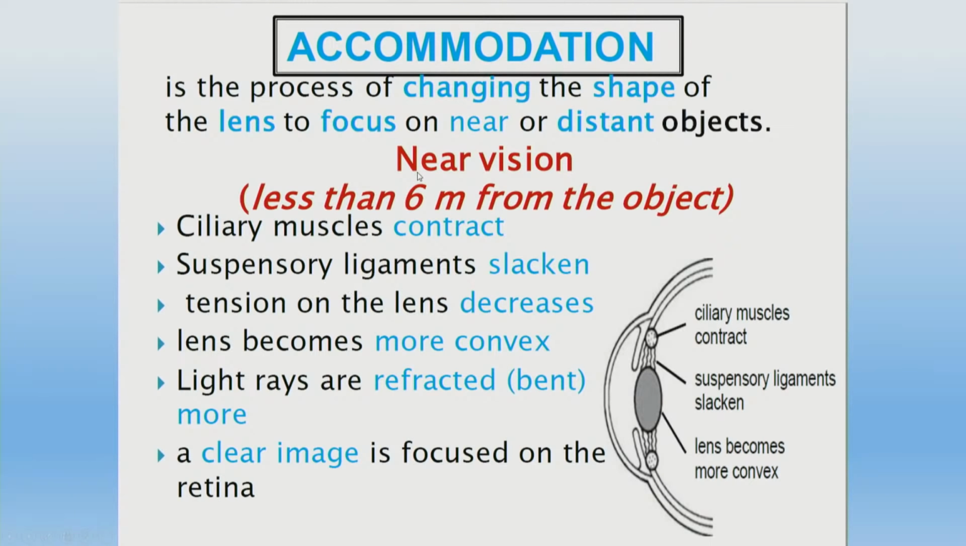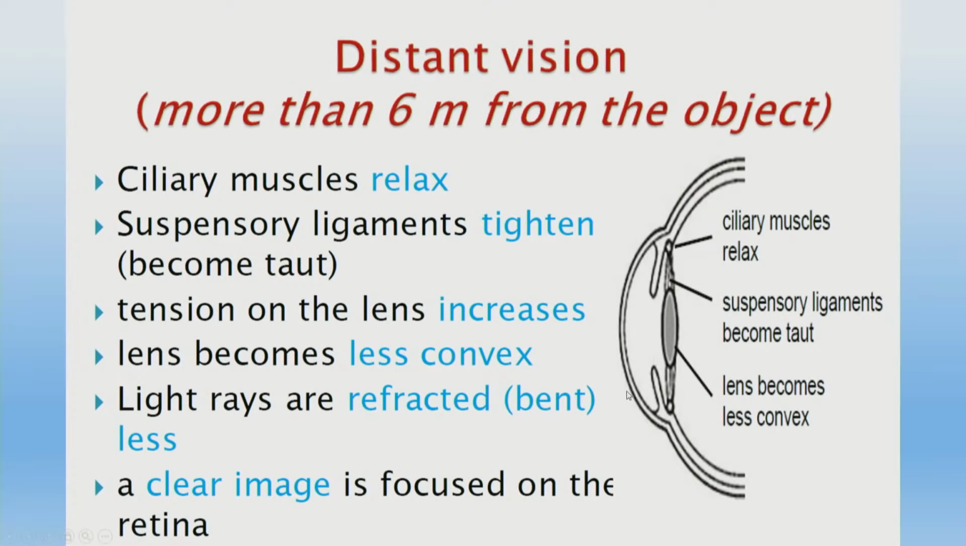So we have accommodation for near vision here. Ciliary muscles contract for near objects, and then suspensory ligaments slacken. So look at the ciliary muscles. Here are the ciliary muscles contracting, and then look at how the suspensory ligaments look. And then after that, the tension on the lens decreases, and then the lens becomes more convex. Look at this part. So it means that the lens is becoming more convex, but with accommodation for distant objects, we will say that the lens becomes less convex.